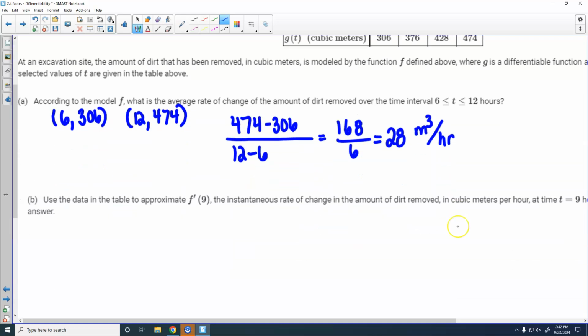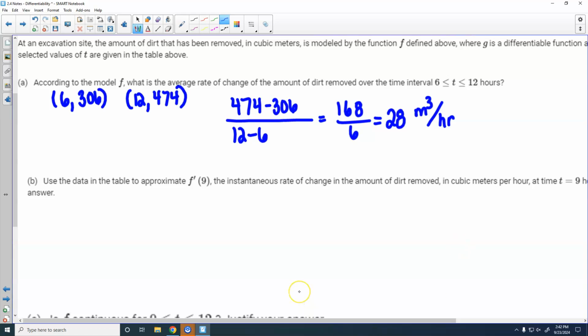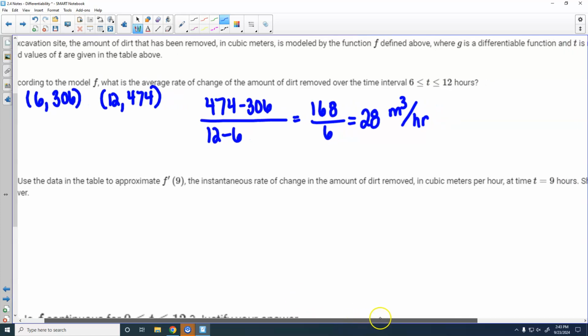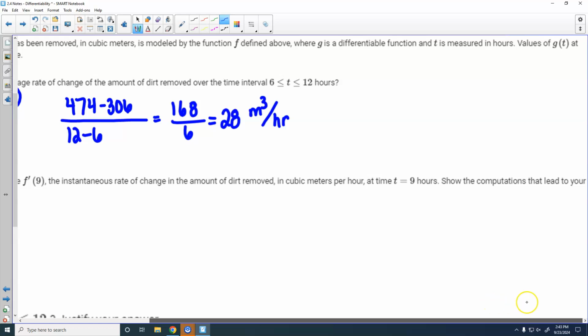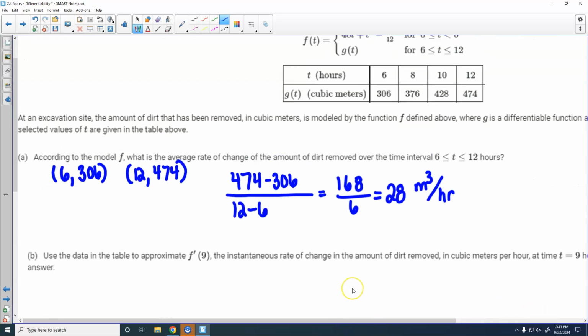All right, so let's go to the next part. Use the data in the table to approximate f prime of 9, the instantaneous rate of change of the amount of dirt removed, in cubic meters per hour at time t equals 9 hours. Show the computations that lead to your answer. So they want us to approximate f prime of 9. What should we do in this case? 9 falls right between 8 and 10. We want to use the two closest points.